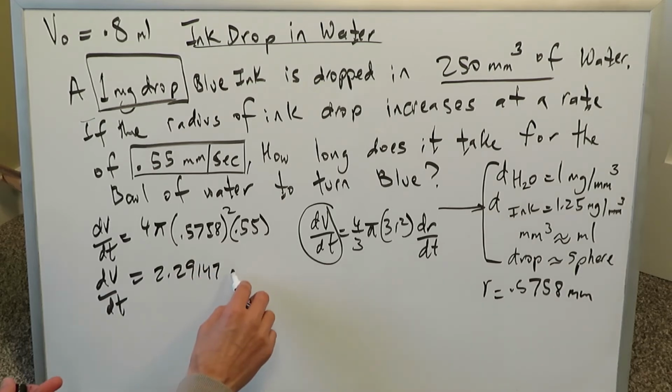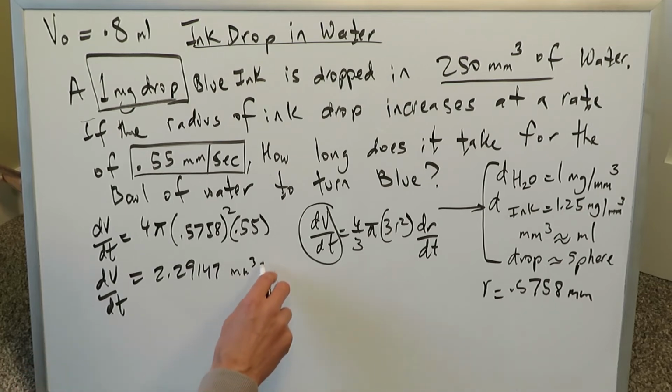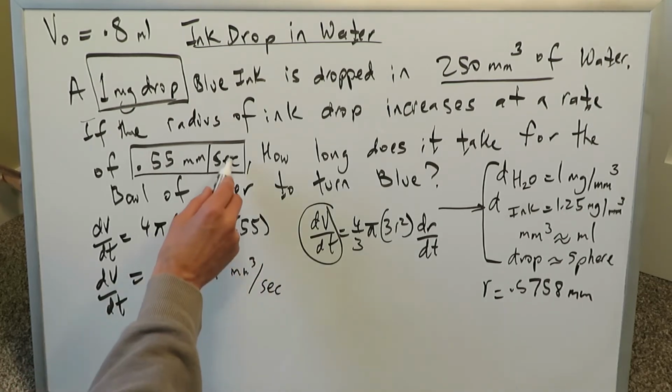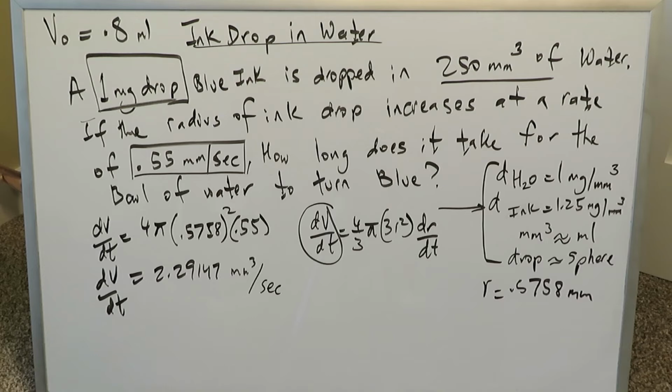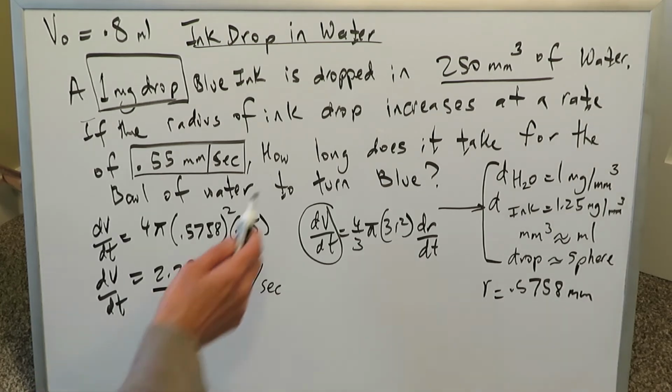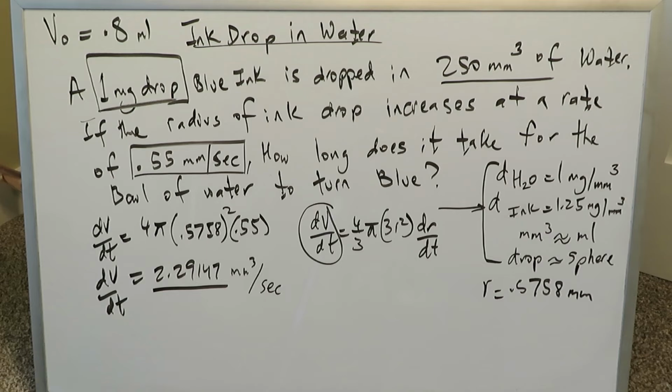2.29147. And how can we express that? How about this? Millimeters cubed, or you can say milliliters per second, because here we're looking at time in terms of seconds. That's our rate of change in the volume. Alright, so we've determined this right here, a very crucial piece of information which will help us actually answer our question. How long does it take for the bowl of water to turn blue?